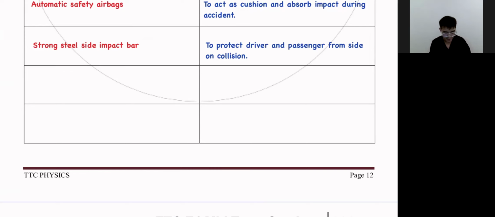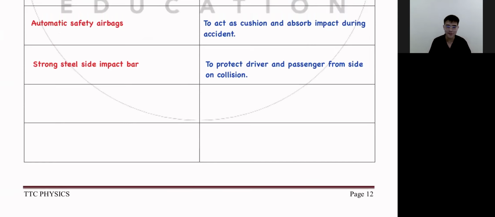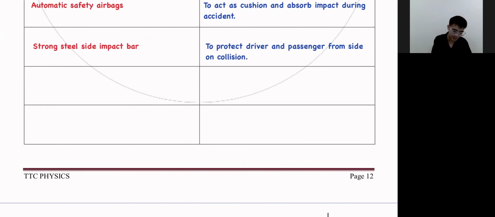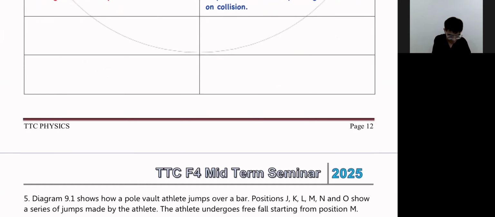Now, the next one, what else? What else do you guys suggest for a car to have? What features do you think the car should have to become more safe? Yes, okay, I think a safety seatbelt is also another good option. You can write safety seatbelt.